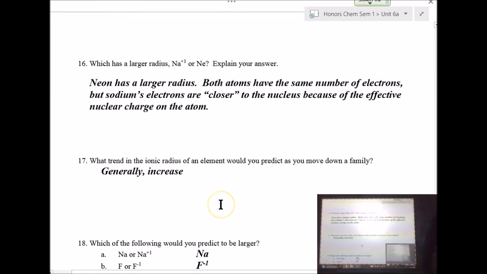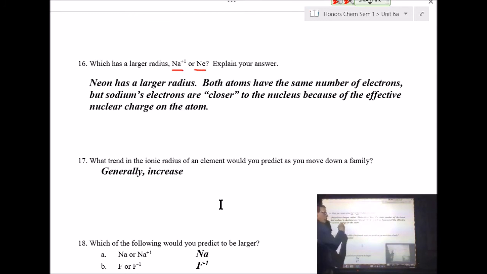Ooh, number 16. I like this one. Remember, if you have more protons than electrons, are you big or small? Small. If you have more electrons than protons, are you big or small? You're big. Okay. So here's the question. It's asking which has a larger radius. So sodium +1 or neon?